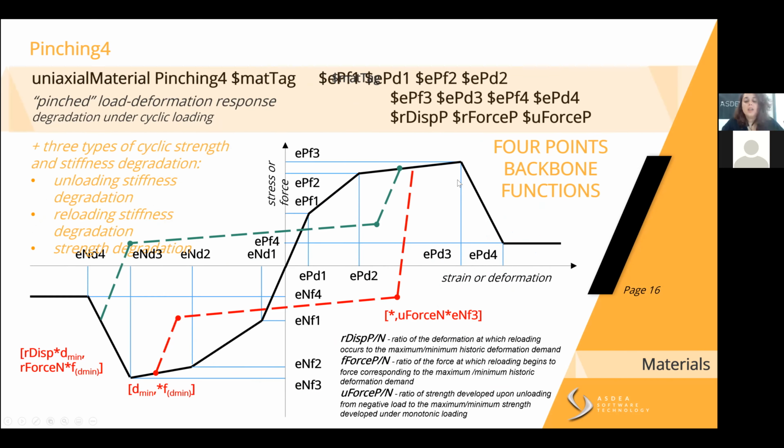Then finally, moving on from the hysteretic material, if you need not 3 points, but 4 points in your backbone curve, we can use the pinching for material. So here you can add 3 types of cyclic strength and stiffness degradation: the unloading stiffness, the reloading stiffness, and the strength degradation.